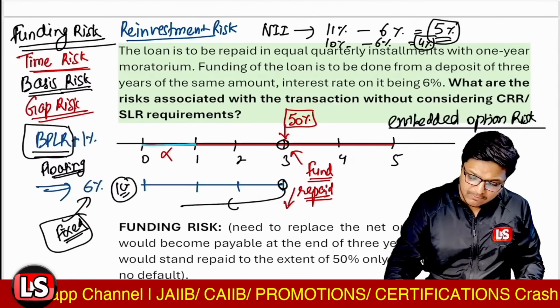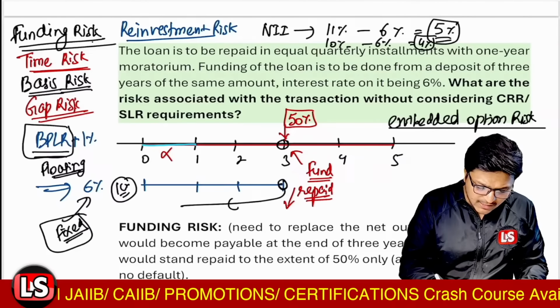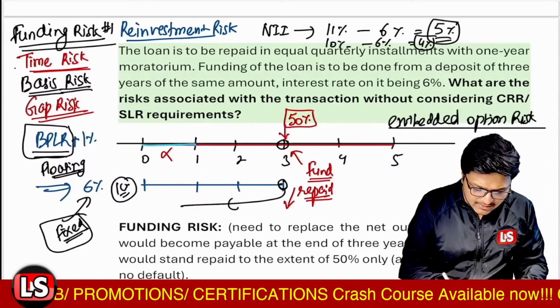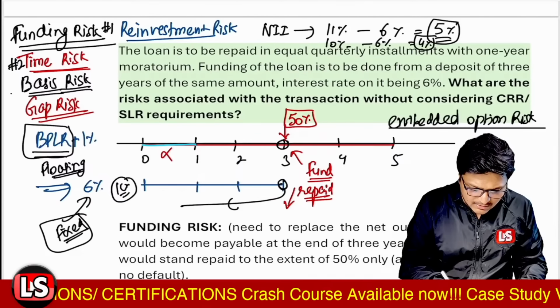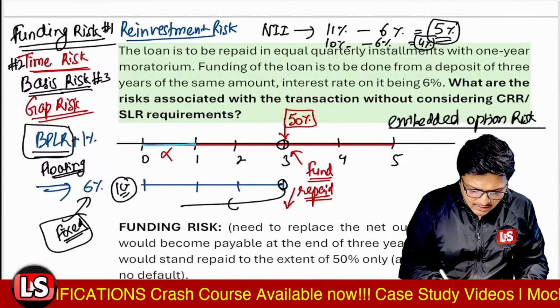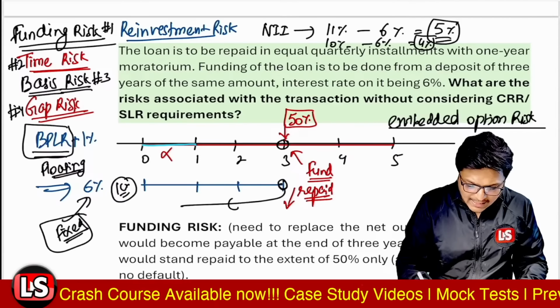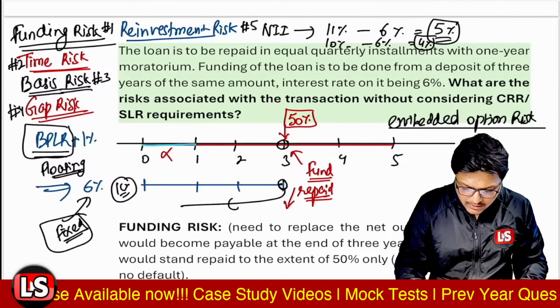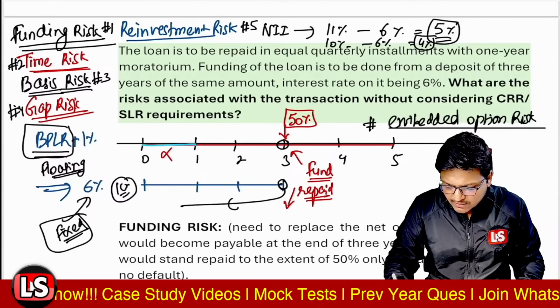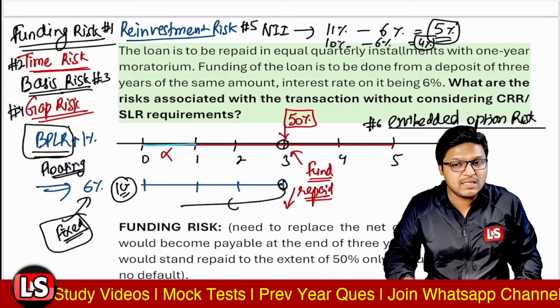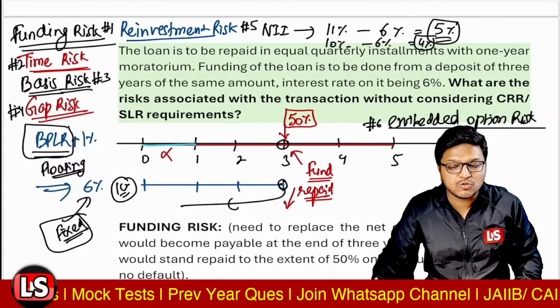So what different types of risk have we covered so far? One, the funding risk. The other one is the time risk. The third one is the basis risk. The fourth one is the gap risk. The fifth one is the reinvestment risk. The sixth one is the embedded option risk. So all these risks are associated with the same.